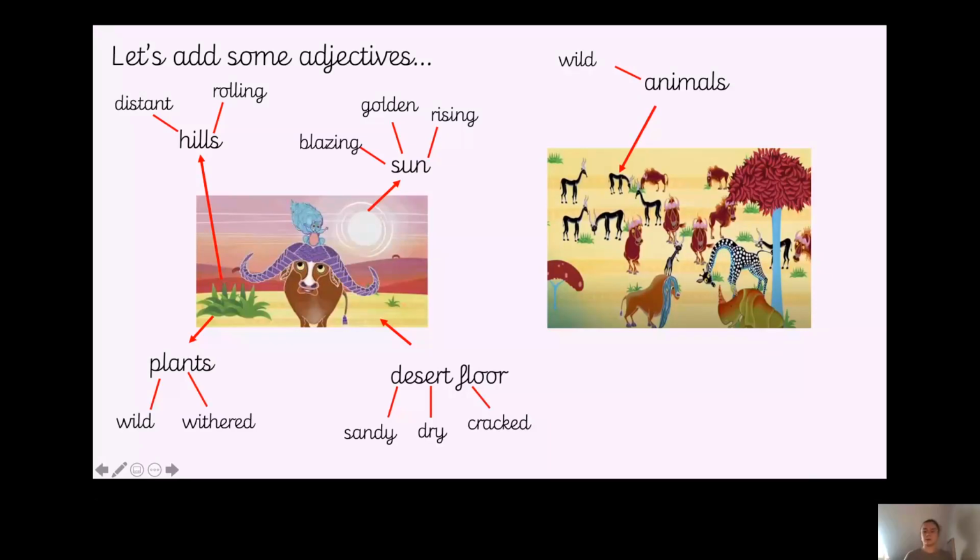Now, what other adjectives could we use to describe the animals? Well, what are the animals doing? They're eating, aren't they? Now, another word for eating is grazing, okay? If you're picking at some food. So the animals look like they're picking at the plants. So therefore, I'm going to describe them as grazing animals, okay? So I've got wild animals and grazing animals. I wonder if you came up with any adjectives that were similar or whether you had completely different ones.